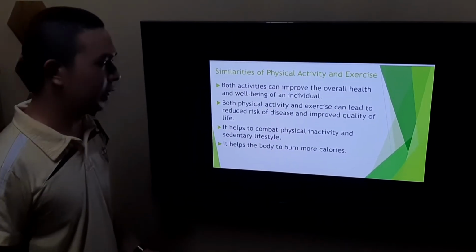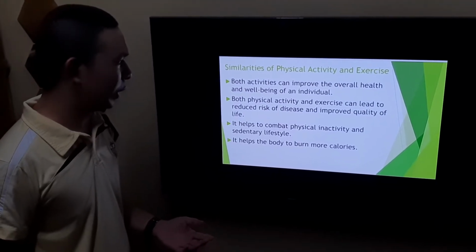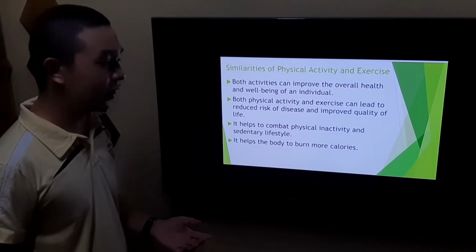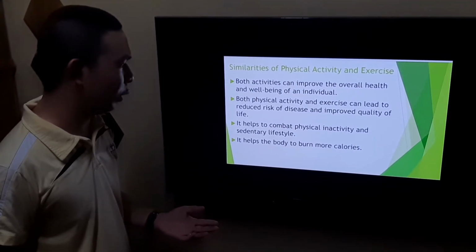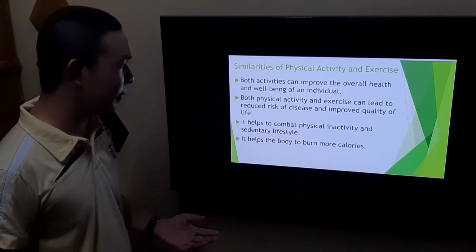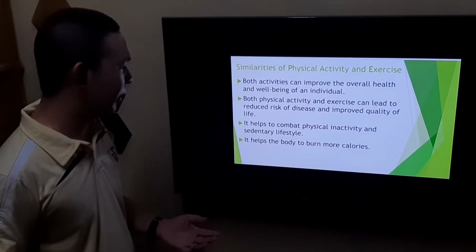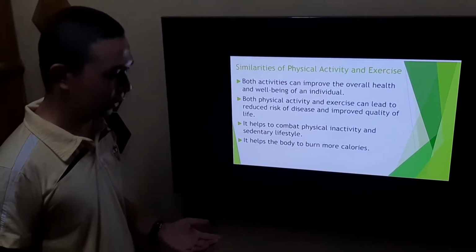Similarities of physical activity and exercise. Both activities can improve the overall health and well-being of an individual. Both physical activity and exercise can lead to reduced risk of disease and improved quality of life. They help to combat physical inactivity and a sedentary lifestyle. Lastly, they help the body to burn more calories.